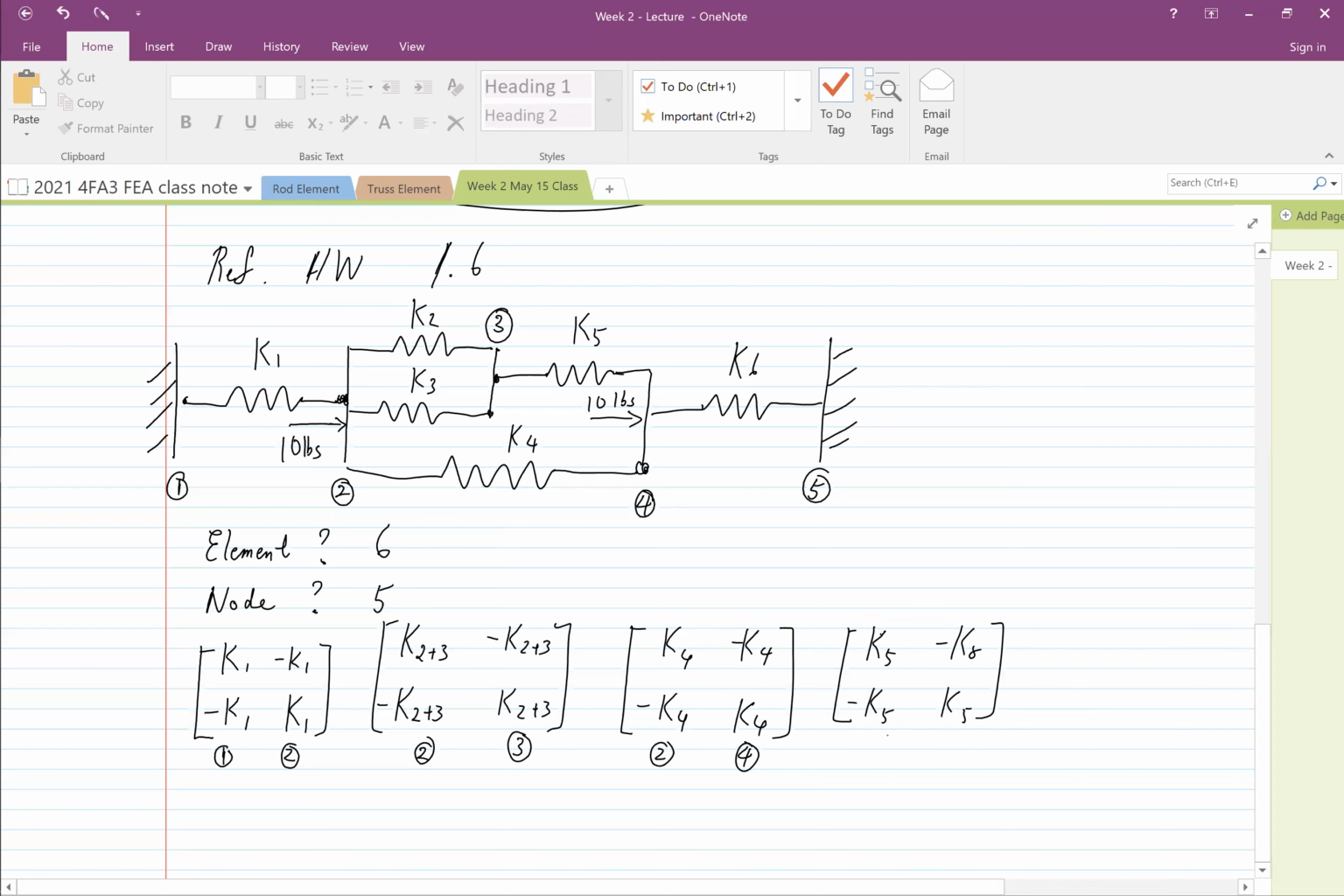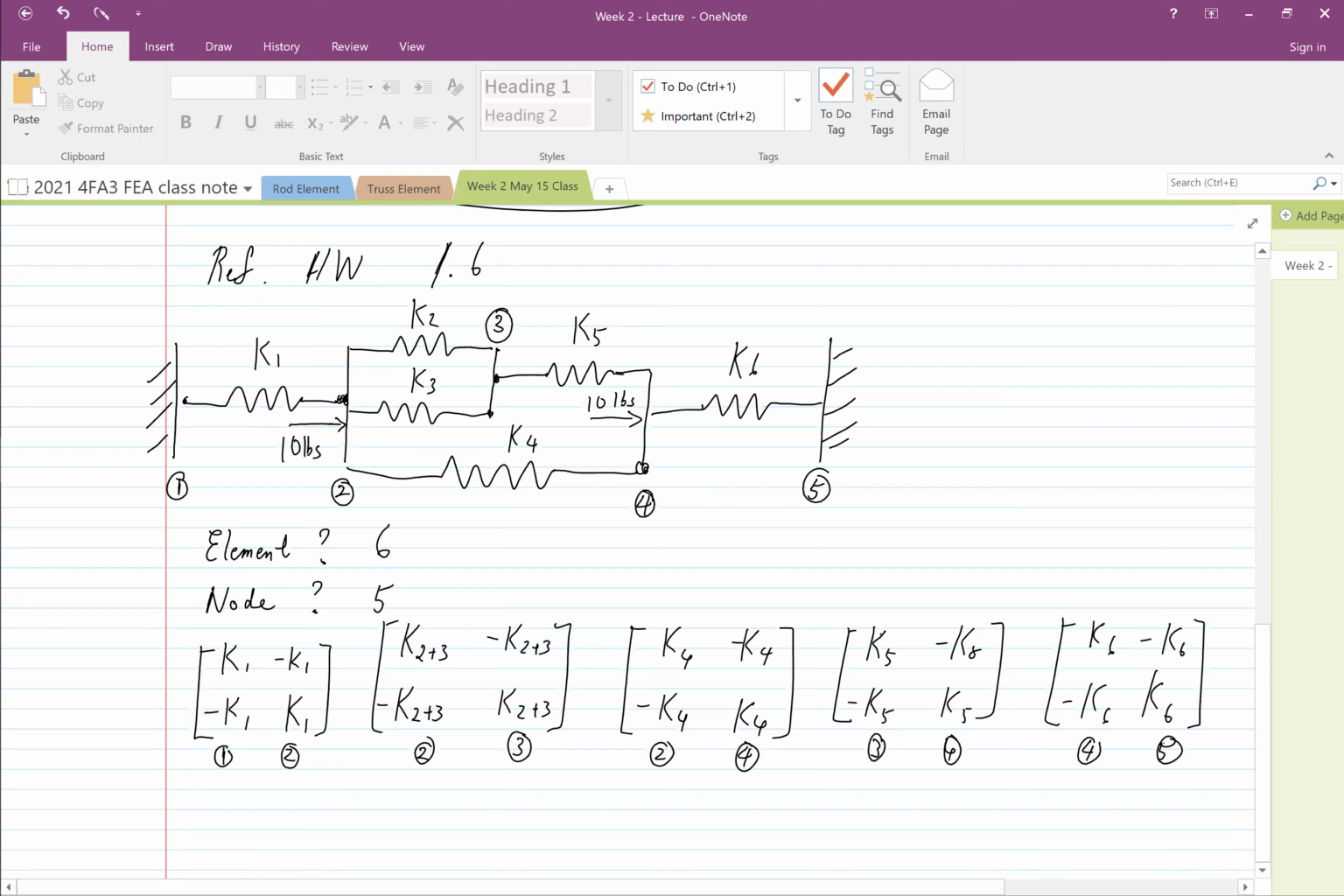That is node 3 and node 4. And finally K6, that will be node 4 and 5. Guys, do you have any questions so far? I have simplified the whole mess into 5 elements, and it looks after 5 nodes.